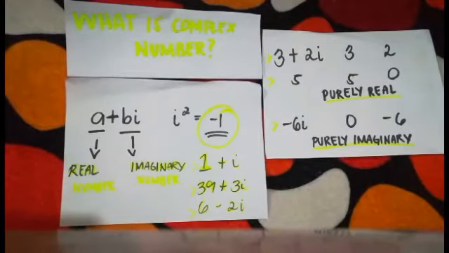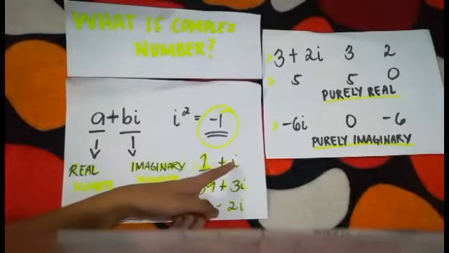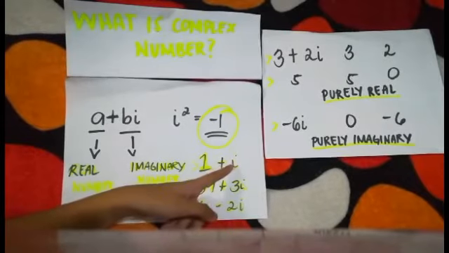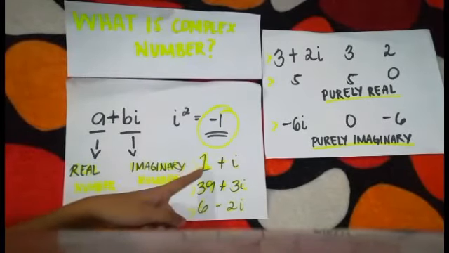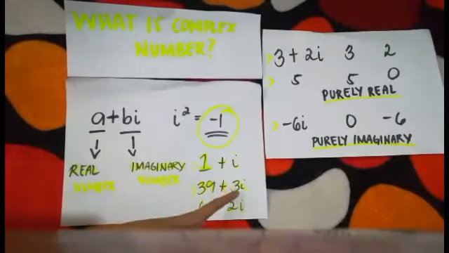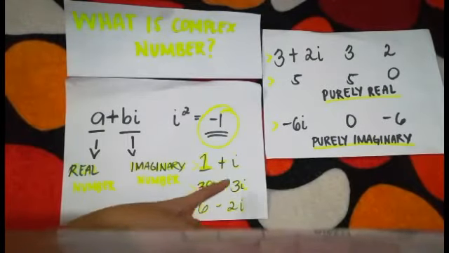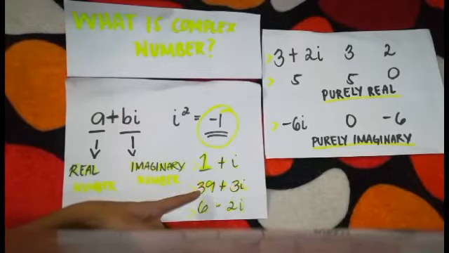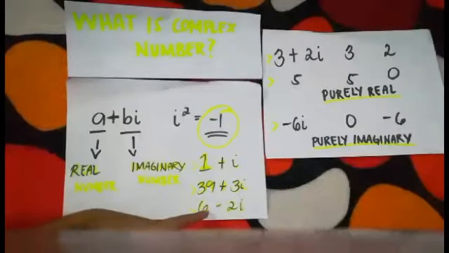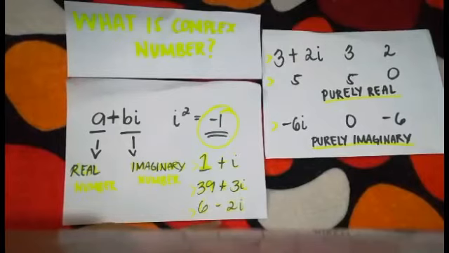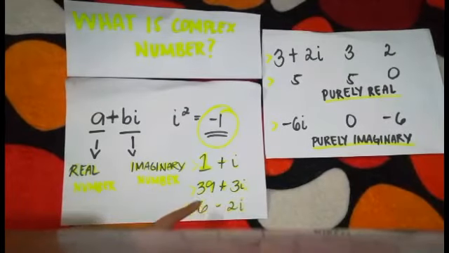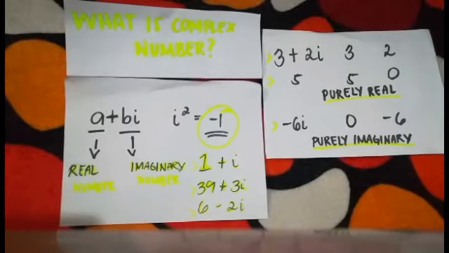A complex number is a combination of a real number and an imaginary number. For example, 1 plus i, the imaginary part is 1, and the real part is 1. Next is 39 plus 3i, the imaginary part is 3, and the real part is 39. Next is 3 minus 2i, the imaginary part is -2, and the real part is 3. And these are other examples of complex numbers.